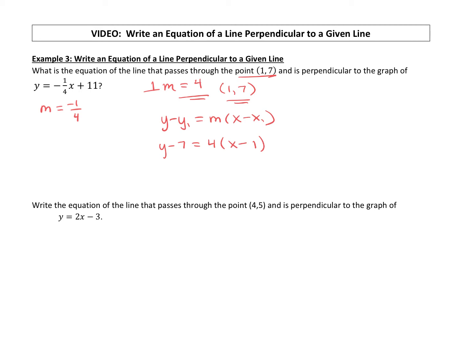When the question does not tell you what form to write your answer in, our default is slope-intercept form. So let's go ahead and distribute the slope. y minus 7 equals 4x minus 4. We'll add 7, and it adds to its like term over there. So we get y equals 4x plus 3.